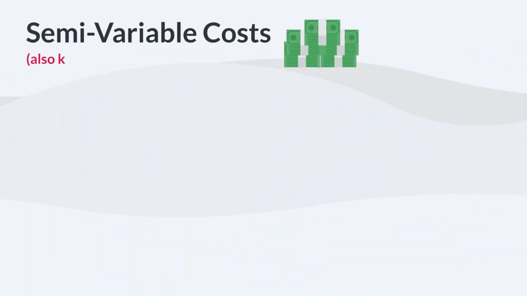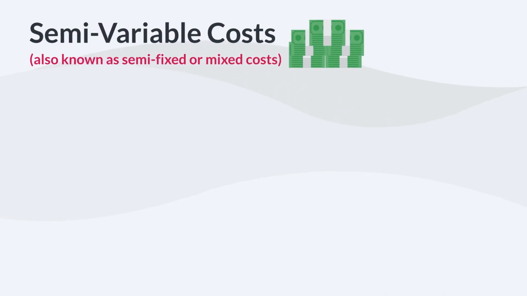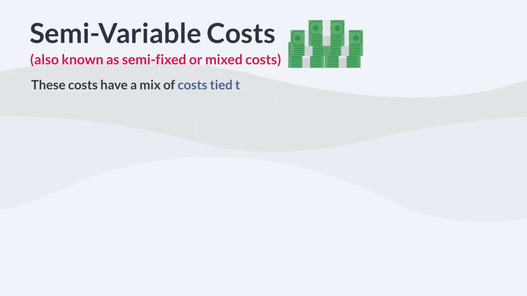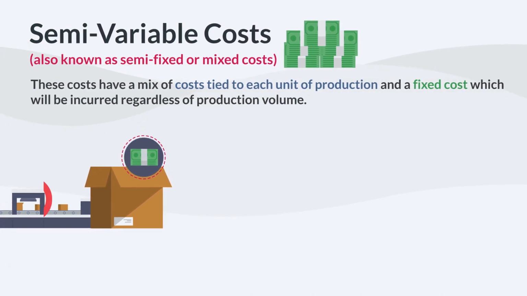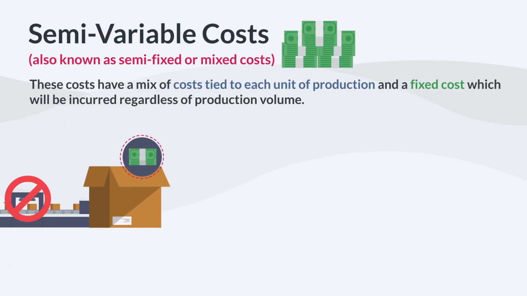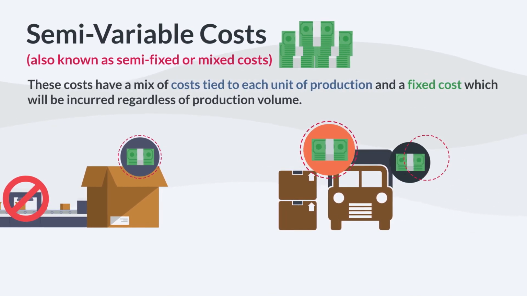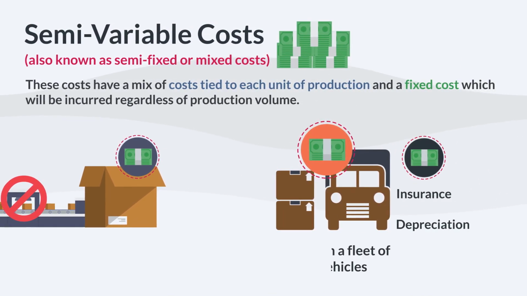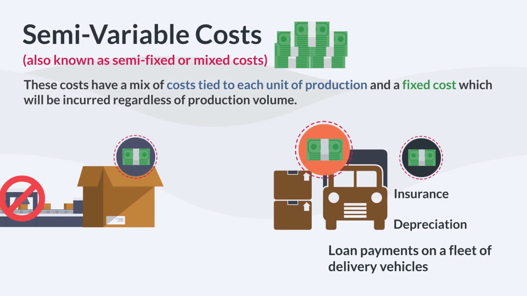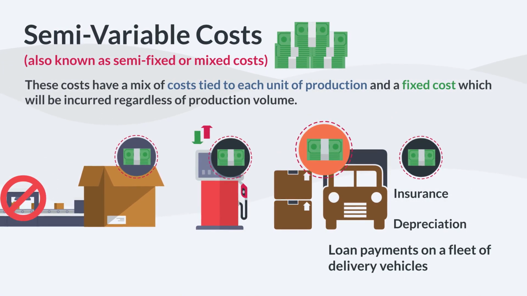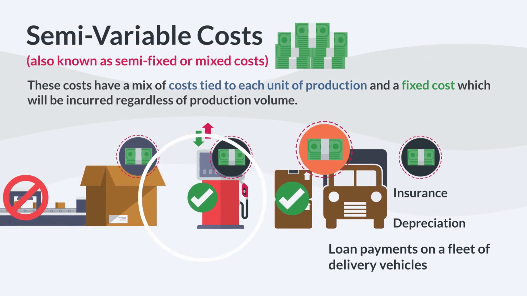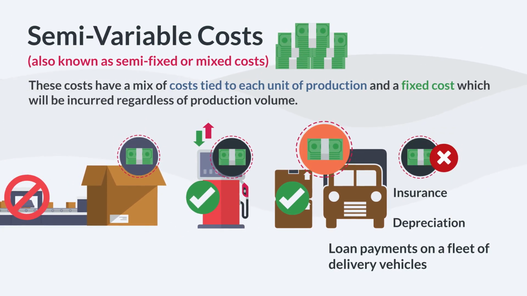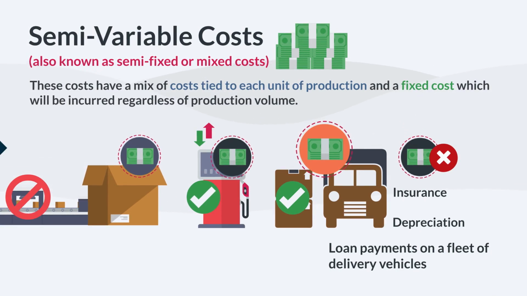Between variable and fixed costs are semi-variable costs, also known as semi-fixed or mixed costs. These costs have a mix of costs tied to each unit of production and fixed cost, which will be incurred regardless of production volume. For example, the cost of deliveries includes the fixed costs of insurance, depreciation, and loan payments on a fleet of delivery vehicles, but the cost of gasoline is variable depending on the number of deliveries. An increase in the number of deliveries being made will increase the expense of gasoline, but not the cost of the insurance, depreciation, or loans.